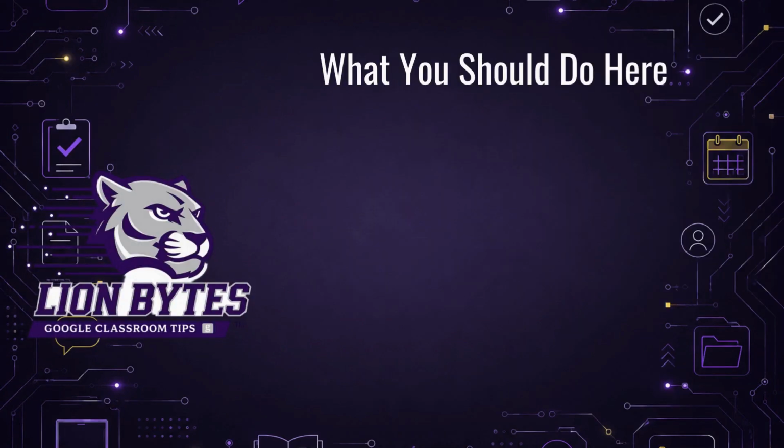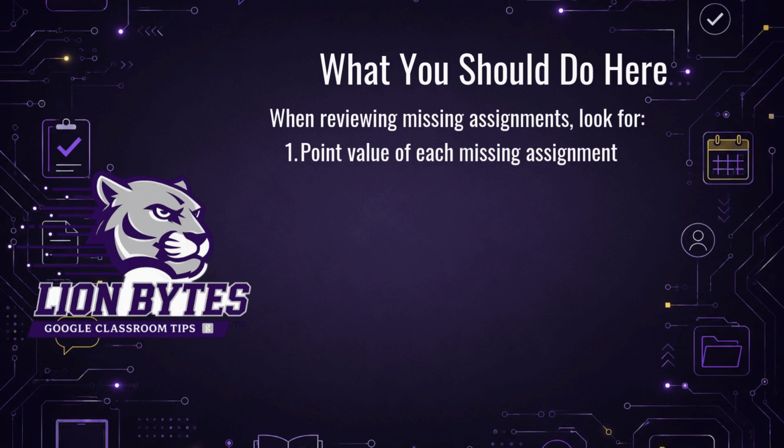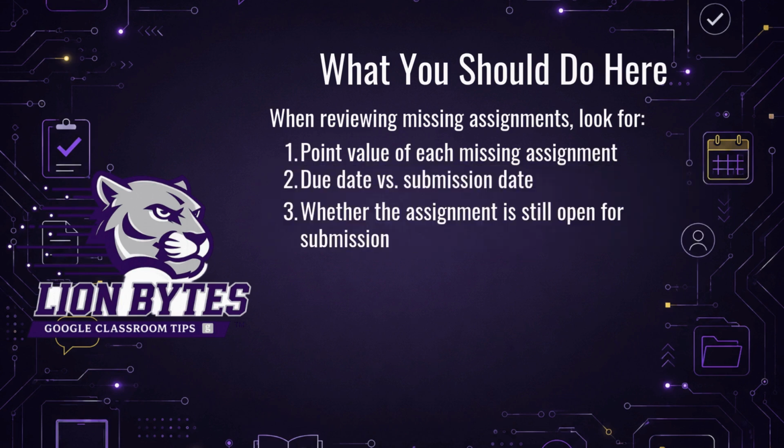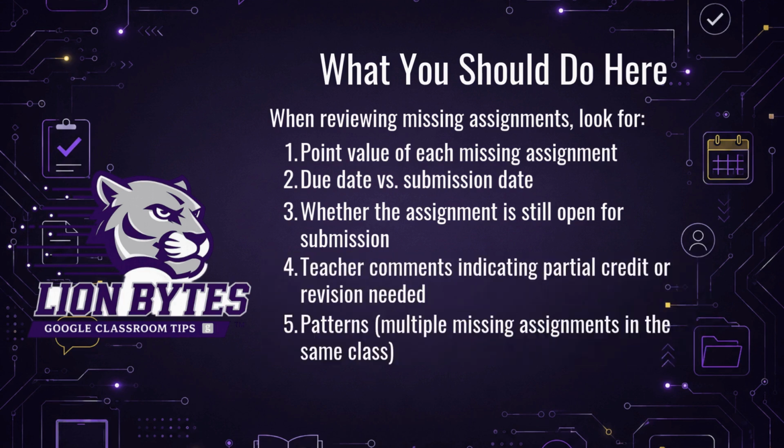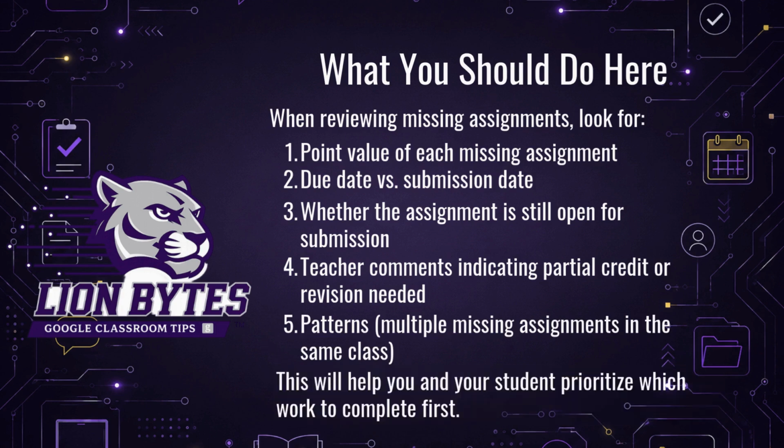What should you do here? When reviewing missing assignments, look for point value of each missing assignment, due date versus submission date, whether the assignment is still open for submission, teacher comments including partial credit or revision needed, patterns, multiple missing assignments in the same class. This will help you and your student prioritize which work to complete first.